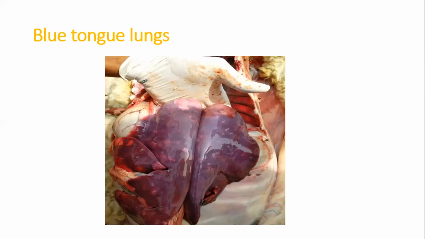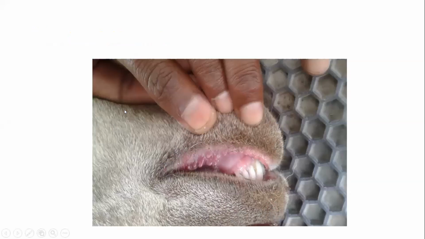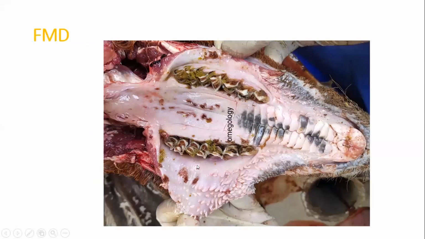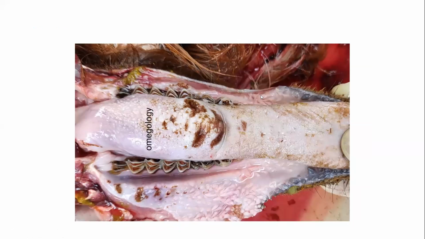Then blue tongue, there is a discoloration of lungs also, blue discoloration of lungs. Here you can see the papillae will have the pinpoint hemorrhages over the tip of the oral papillae. Then FMD, you can see the erosions and blister formation. So small blisters are present over here. There is a rupture of blisters over here, and ultimately the ulcerations can be observed in the oral cavity.